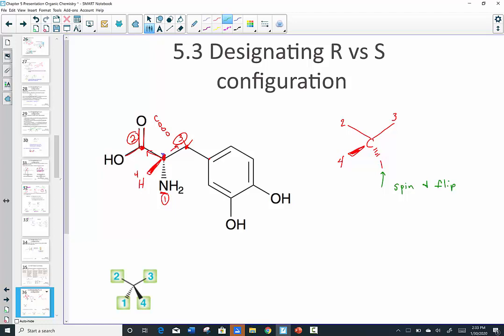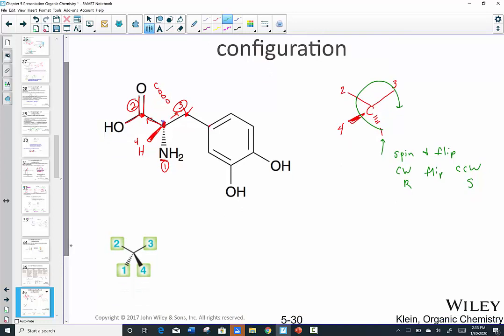So right now, if I were to connect 1, 2, 3, I'm spinning in a clockwise fashion, which is the R, but I know I'm standing on the wrong side of the page. So I'm going to flip my answer to the opposite answer, to the counterclockwise, and I know now that that's an S configuration. We can prove it to ourselves.